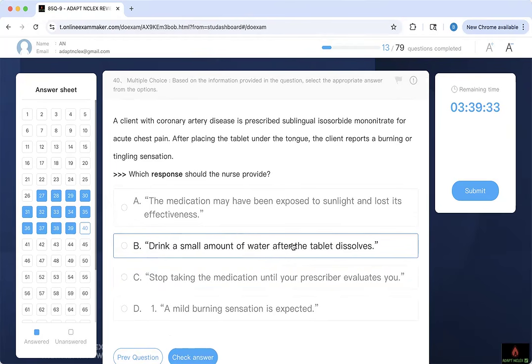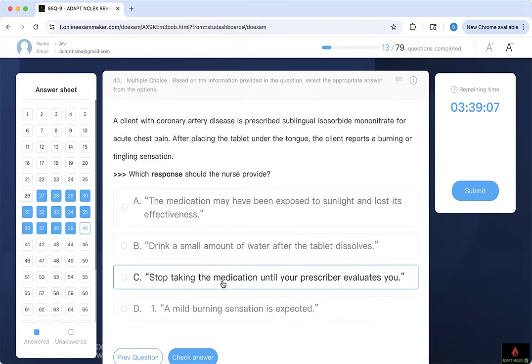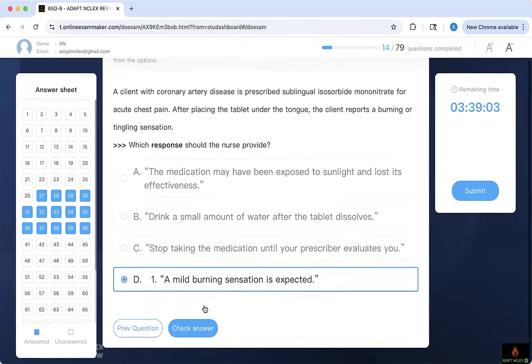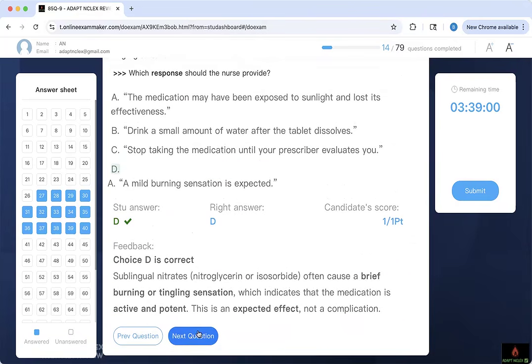What is your right answer? Which answer choice will you pick? Burning sensation means the medication is working and therefore it's an expected finding. You should not stop taking it. You should not drink water with it. It's a sublingual. Therefore, don't worry about it. Unexpected finding.